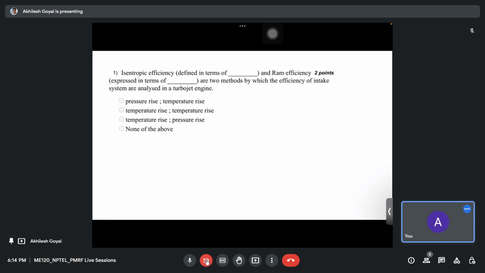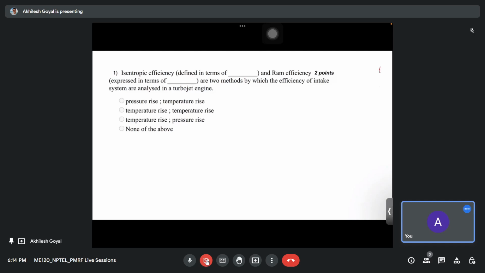Now let's move to the questions for this week. So the straight away question is: isentropic efficiency is defined in terms of blank space, and RAM efficiency is expressed in terms of something, are two methods by which the efficiency of intake system is analyzed in a turbojet engine. Okay, so in the case of a turbojet engine, two types of efficiencies are defined. The first one is the isentropic efficiency at inlet, and the second one is RAM efficiency at the inlet.